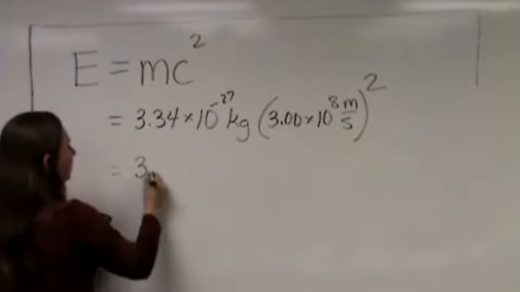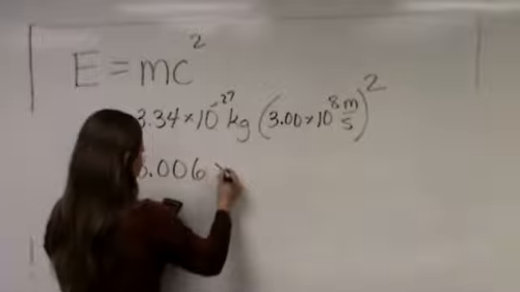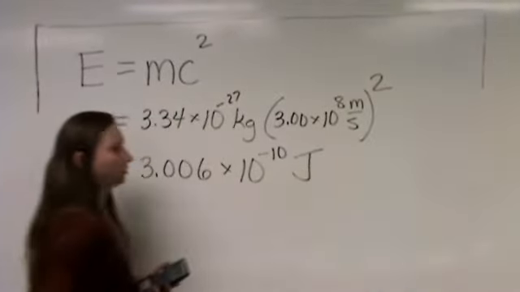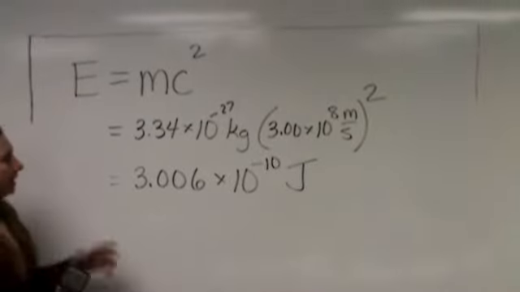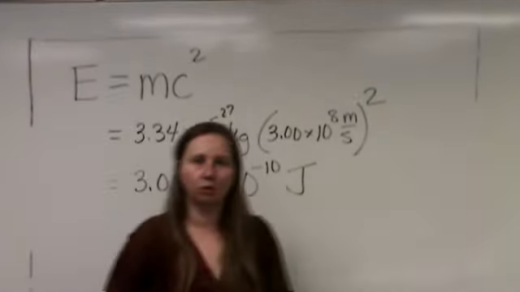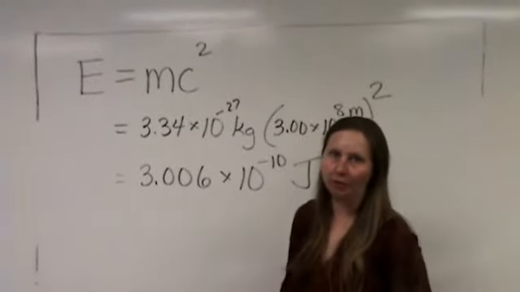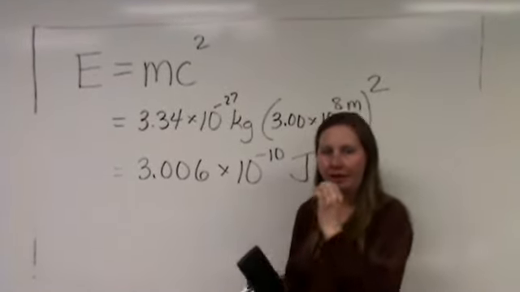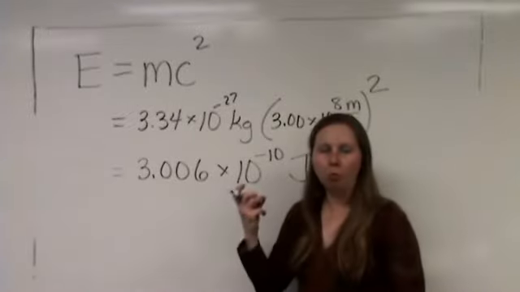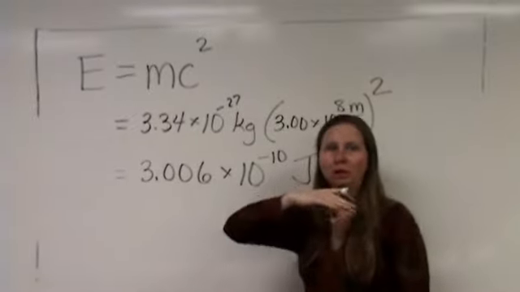All right, 3.006 times 10 to the negative 10 joules. All right, that's how much energy we get when the proton and the antiproton annihilate each other. They come together and their mass is converted to energy. So now they weigh nothing and it's all energy.